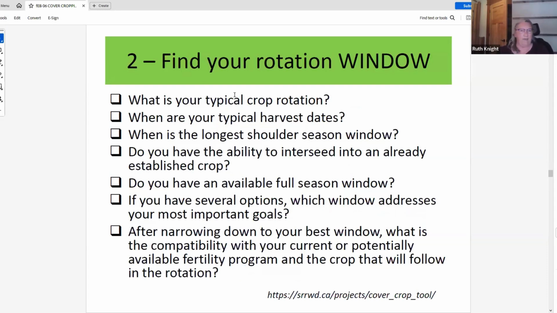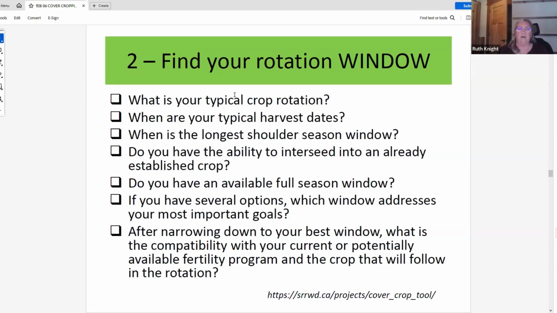The second step is finding your rotation window. Where in your rotation is it going to fit? That's going to fit your typical crop rotation and your harvest dates. Are there long shoulder season windows? Well, we've pretty much determined that that's a very limited opportunity in your context.